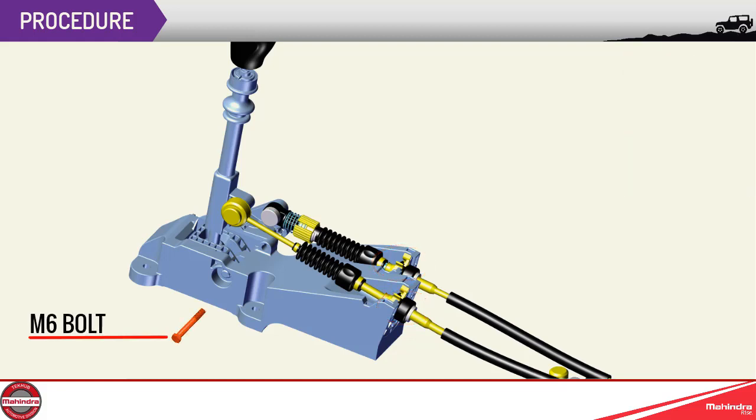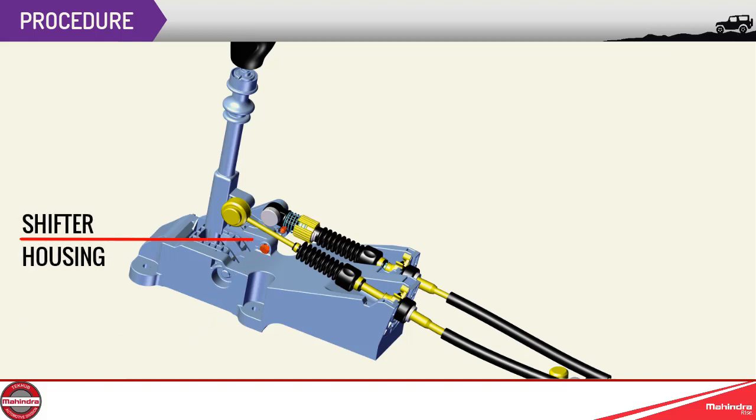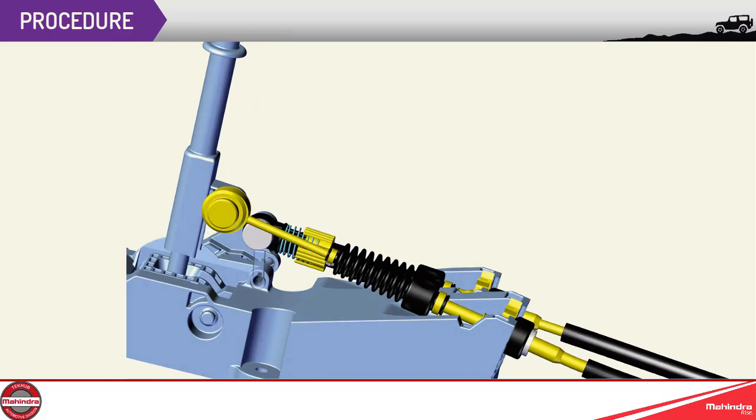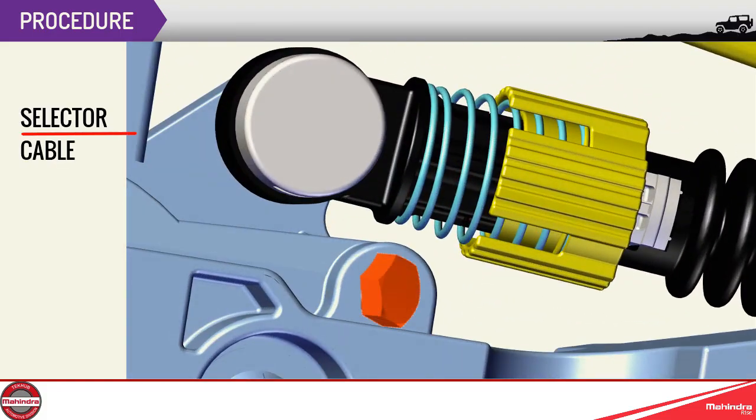Take M6 bolt of approximately 60 mm length to match the holes on shifter housing and selector arm on shift lever and lock them together to ensure that the selector arm is in neutral position. Take another end of selector cable and position it on shifter housing.